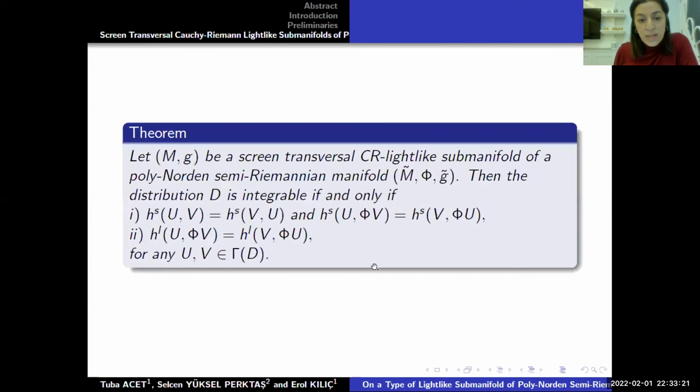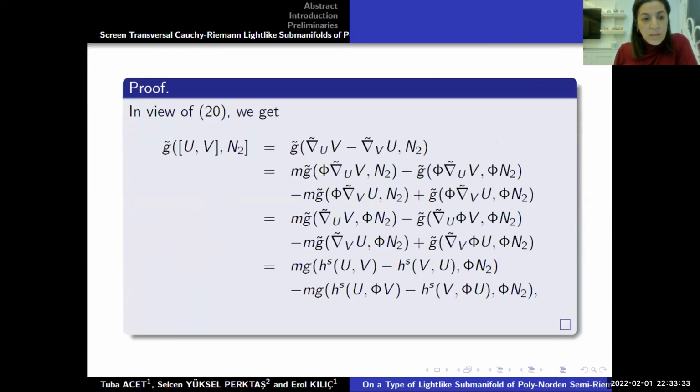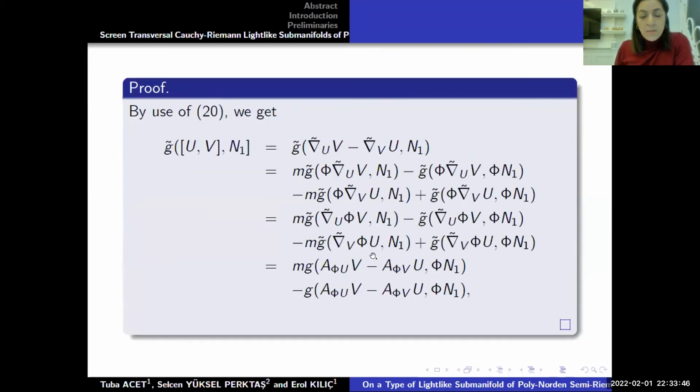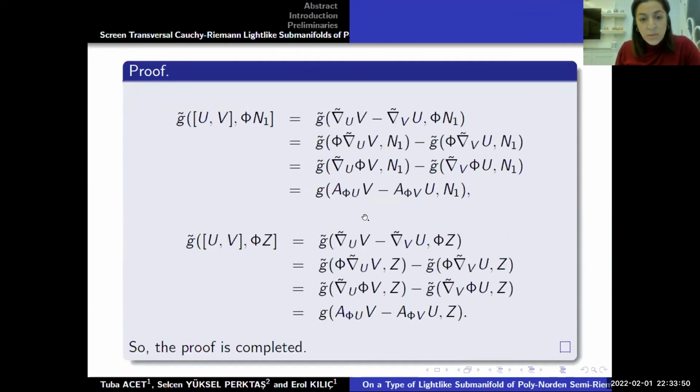The first one is the integrability of the distribution D. The distribution D is integrable if and only if these two conditions are satisfied. I will skip the proof. And again, the distribution D hat is integrable if and only if equation 53 is satisfied. The proofs are based on the integrability definition of the distributions.